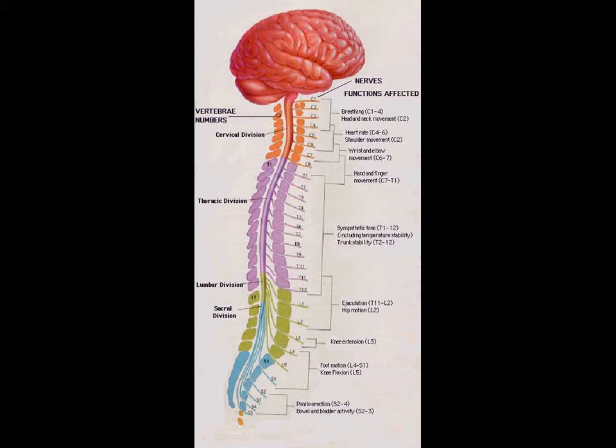The next structure of the central nervous system is called the spinal cord. The spinal cord is an extension of the brainstem, and it passes into a bony spinal column that is also a protection for the spinal cord. So remember, the bony protection of the brain is called the skull, and the bony protection of the spinal cord is called the spinal column.